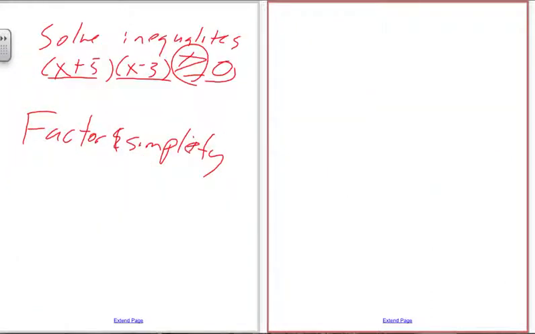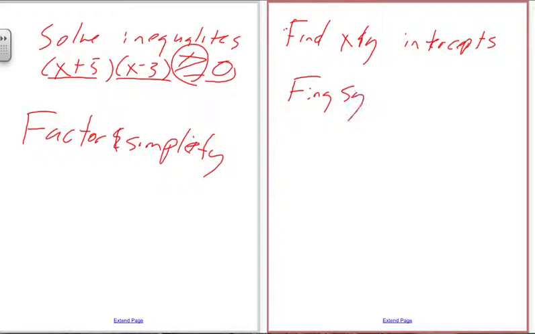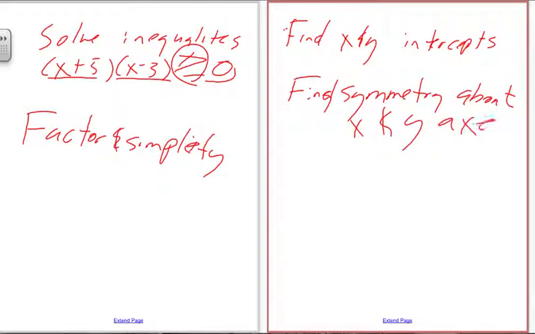All right, let's see what else. Oh, find x and y intercepts. And find symmetry about x and y axes. These are all things you're going to have to do.